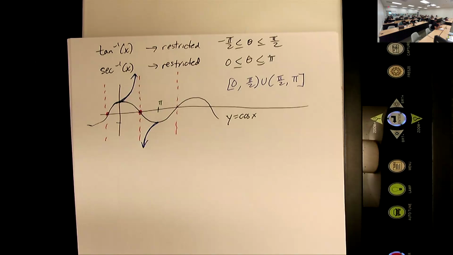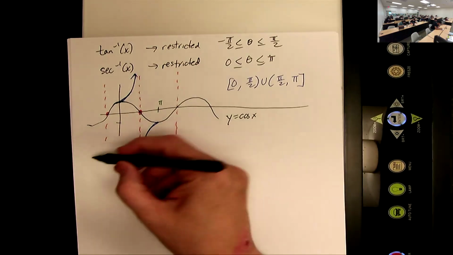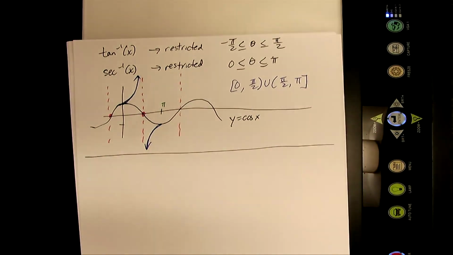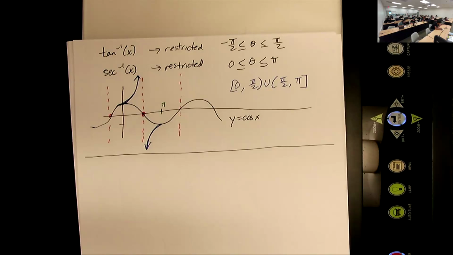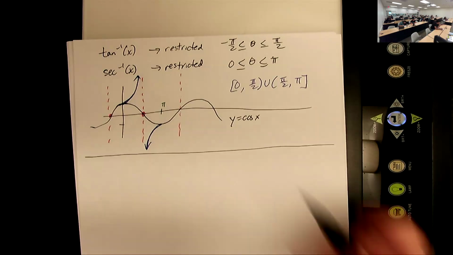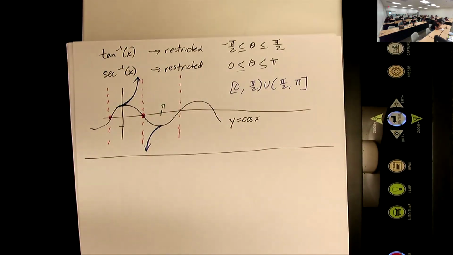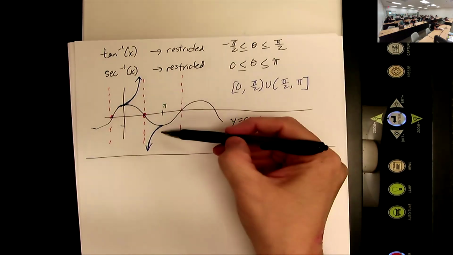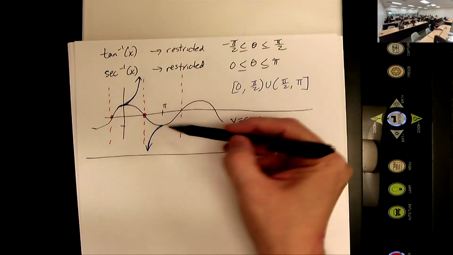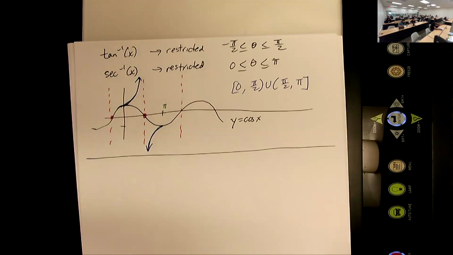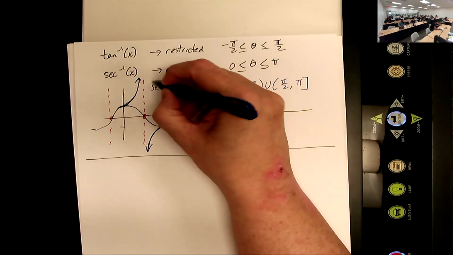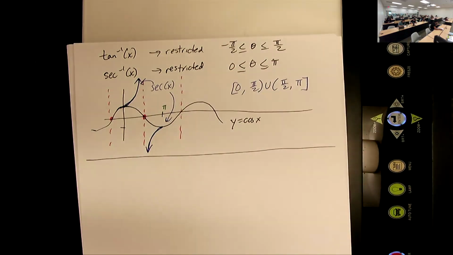But it's a weird looking graph for secant. Yes, it does cover all the positive and negative values. That's what we were looking for without having repeats. Well, I'm sorry, that's not secant inverse, that's secant. The blue part is secant that we're shifting. So this is secant x, not the graph of it. The graph of it is going to look weird also.